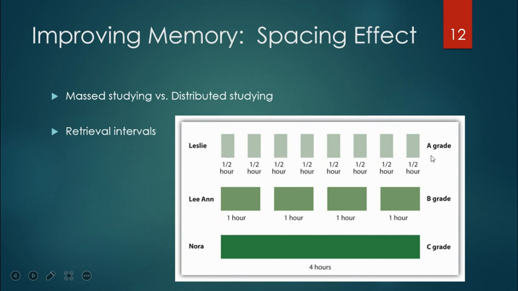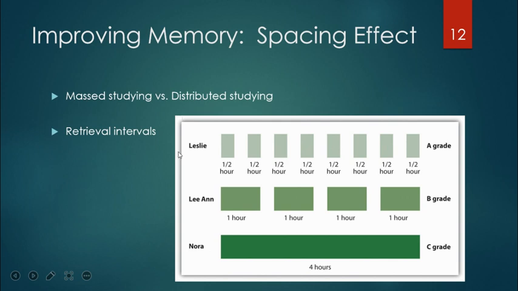If you spread out your studying, even though all three people in our example here studied the same total amount of time, they all studied 4 hours total, they used it differently. Leslie broke it up into really small chunks of half hours. Leanne broke it up into 4 chunks of 1 hour, and Nora did it all at once. Research shows that people like Leslie who break it up into small chunks do the best when it comes to a recall exam, like a test or a normal exam for a class.